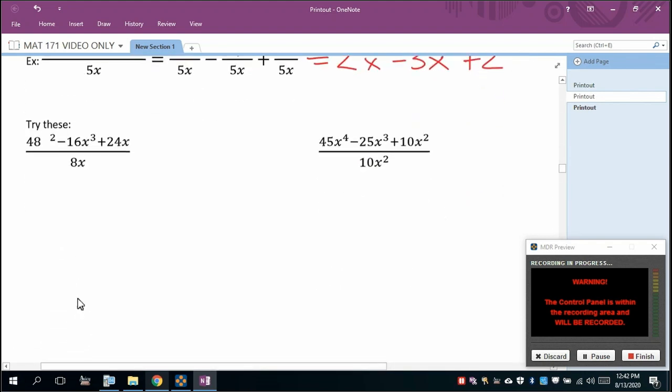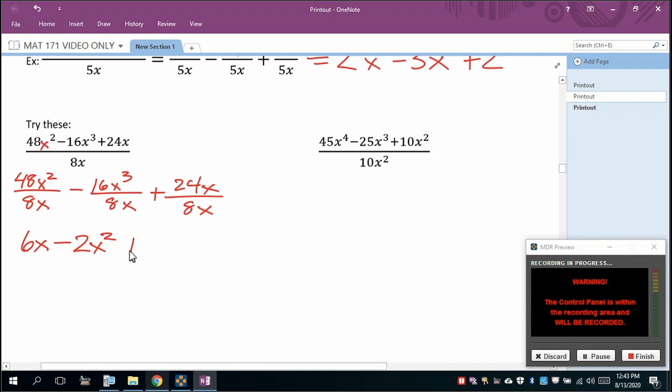Now, for some reason, my OneNote doesn't like to do this. This was an x. So all we got to do is divide the individual terms. So for this, we would have 6x minus 2x squared plus 3. Now, I would have accepted that perfectly without any problems. Now, some would say if you had to write it in descending order, you would write it as negative 2x squared plus 6x plus 3. Now, again, either one is right, but if they ask for descending order, there it is.